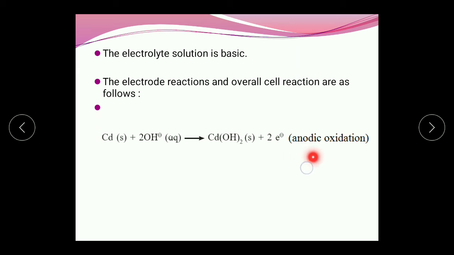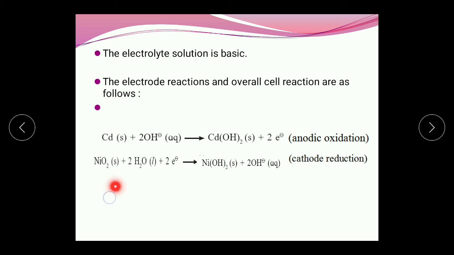Now, these 2 electrons travel through the external circuit towards the cathode. What is the cathode? The cathode is nickel oxide. At the cathode, a reduction occurs. NiO2 is the cathode. It accepts those electrons in the presence of water, because we are using a solution. So it contains water. NiO2, nickel oxide, accepts those electrons in the presence of water molecules and forms nickel hydroxide in solid state with the release of hydroxide ions again.